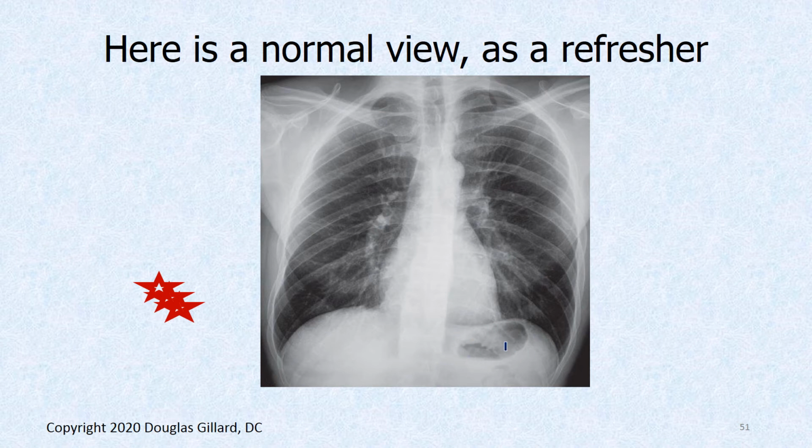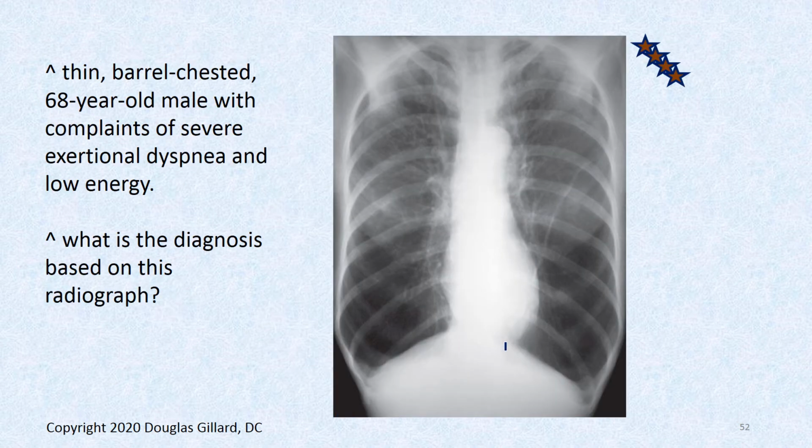Trousseau sign would be present in this patient. What do you think of this person? There's a 68-year-old with dyspnea. Take some radiographs. That looks terrible, doesn't it? Look at the diaphragms, they're way down, way too low. The heart is all stretched out and skinny.